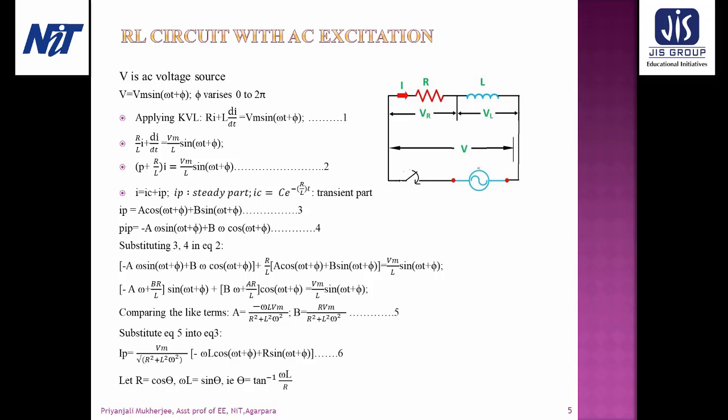Now we can choose that this omega L is equal to sin theta, whereas this R is equal to cos theta. So if it is, then tan theta is the ratio of omega into L divided by R, and theta equals tan inverse of omega into L divided by R.